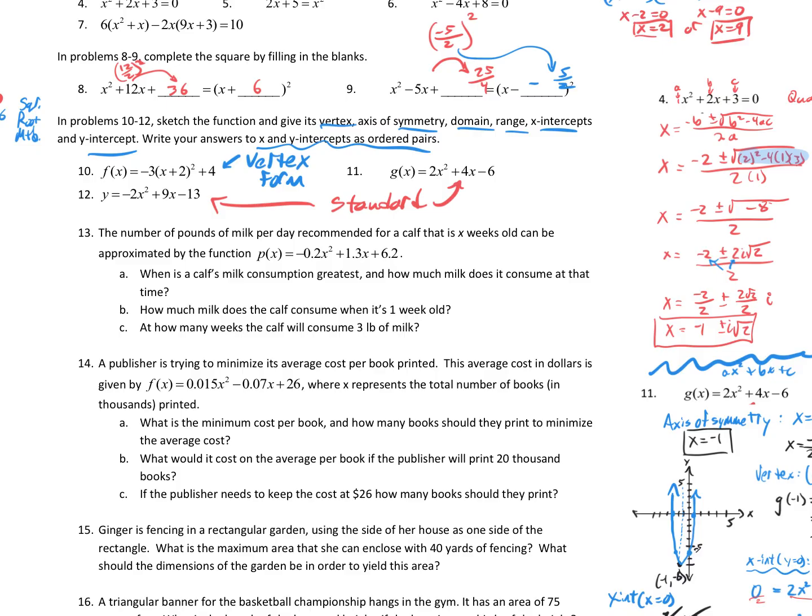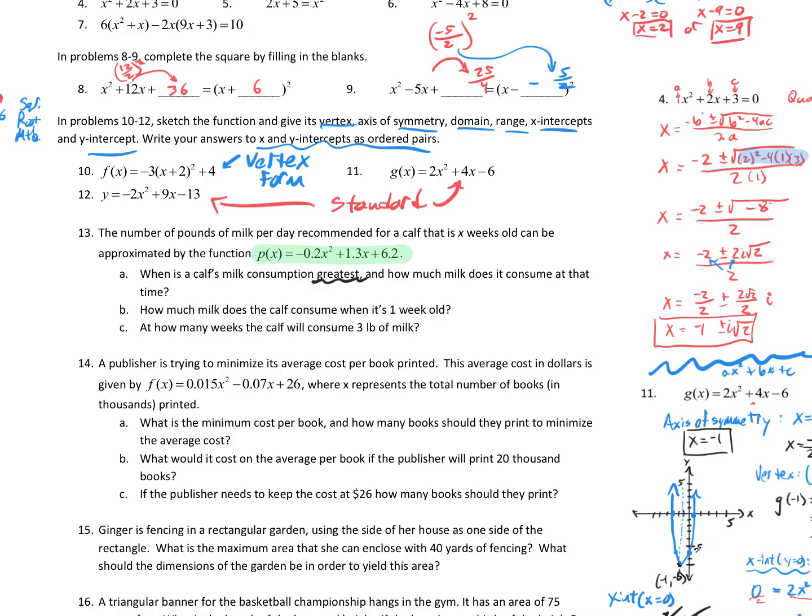So number 13 here, the number of pounds of milk per day recommended for a calf that is X weeks old can be approximated by this function here, P of X. What is the question here? When is the calf's milk consumption the greatest, and how much milk will it consume at that time?